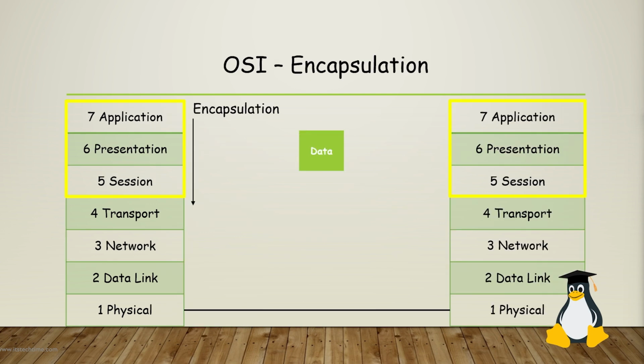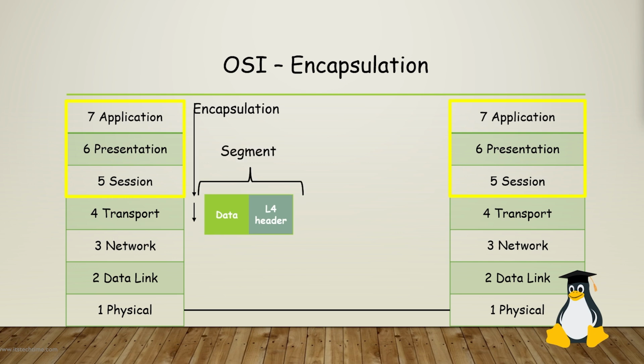Looking back at where we are in the encapsulation process, the top 3 layers create data. The data is then sent to the transport layer, layer 4, where a layer 4 header is placed onto the data, and we now refer to this as a segment.